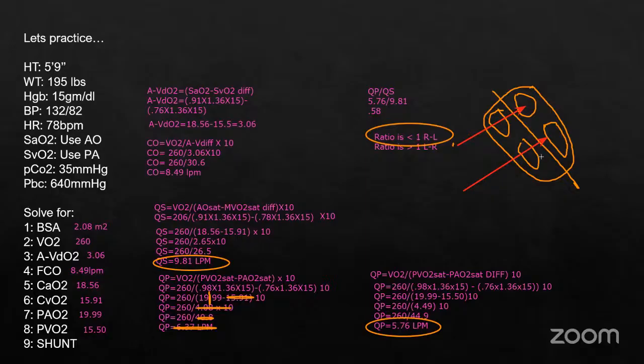I have one question. I know for the shunt, the formula QP divided by QS, that 5.76, I actually got 5.79. That's fine. Does it make a difference on the right or left shunt? No, right? So that's what I'm saying.